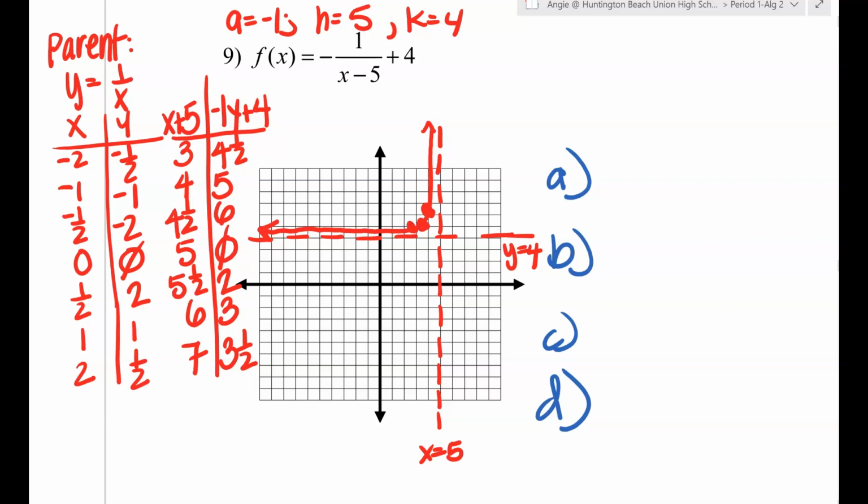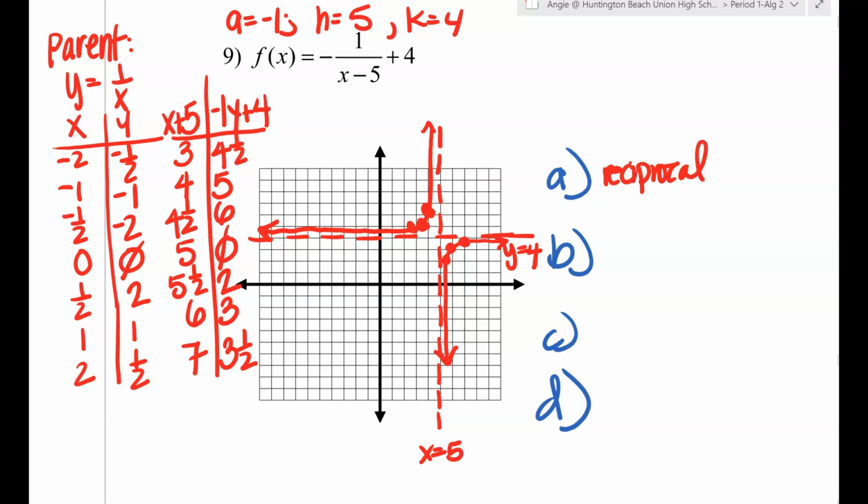On the other side of my vertical asymptote at x equals 5, 5.5 is now 2. Oh, that doesn't look like 2. Sorry, it's right here. 6 is 3. And 7 is 3.5. So those are them. All right, beautiful, isn't it? So this is your reciprocal function.